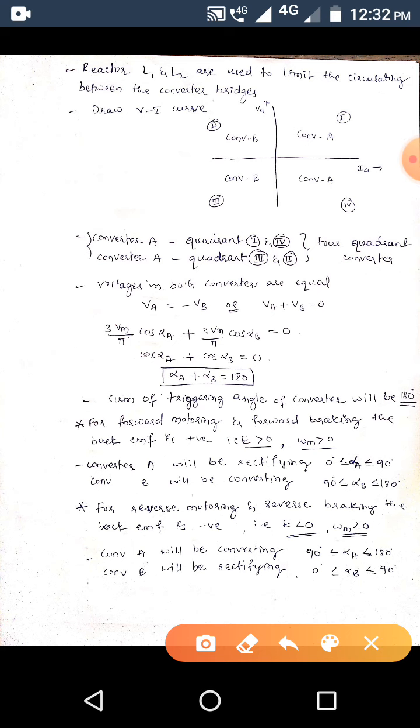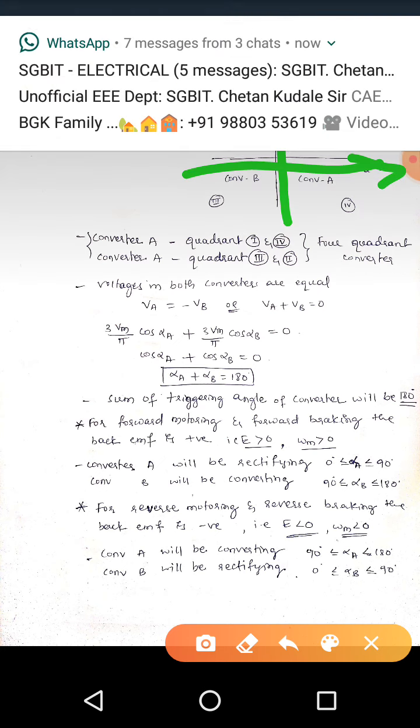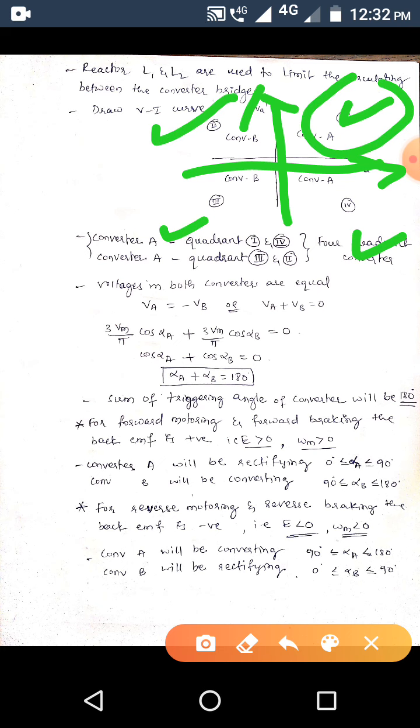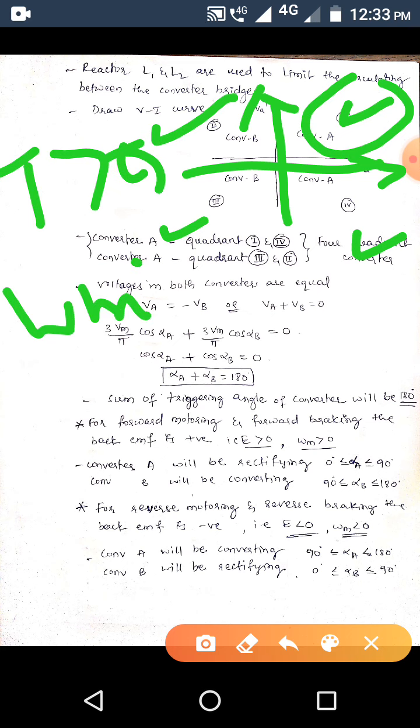Using the voltage-current plot, the y-axis indicates the armature voltage and the x-axis indicates the armature current. We know there are four quadrants. In quadrant 1, both the armature voltage and the armature current are positive. If both voltage and current are positive, the torque is also positive, and if the torque is positive, the speed of the drive is also positive.